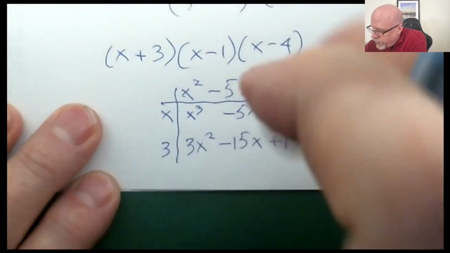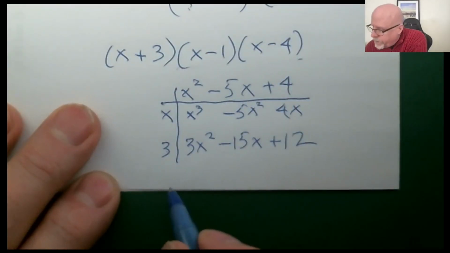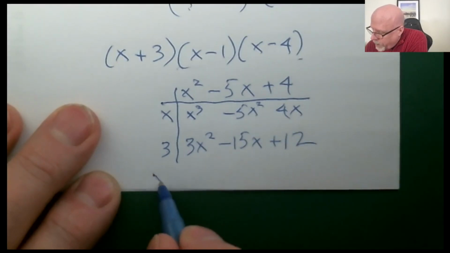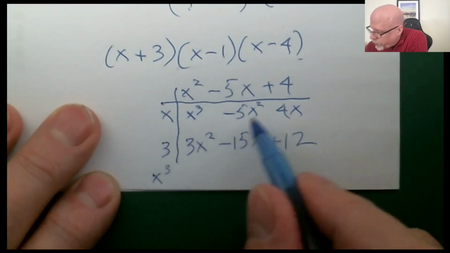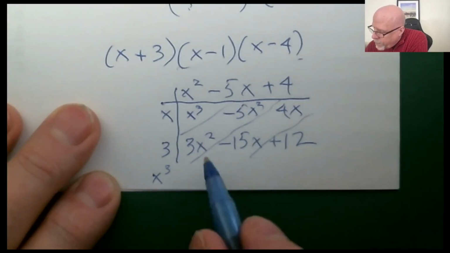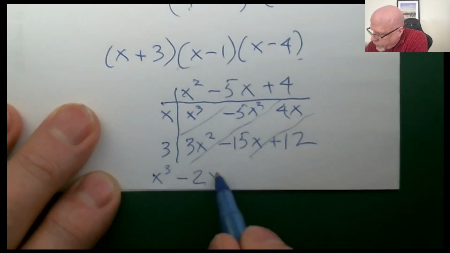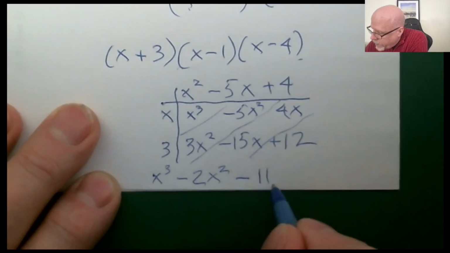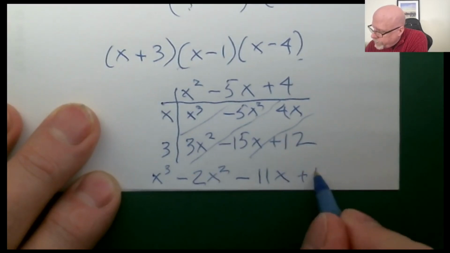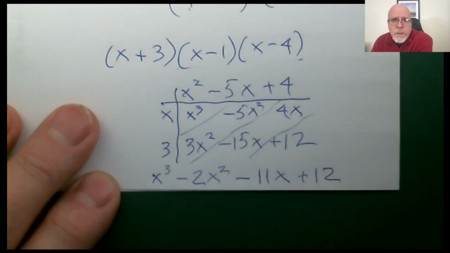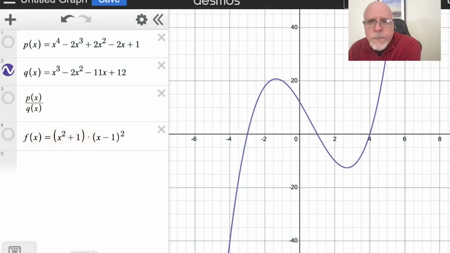So let's combine the like terms and write down the final polynomial. It is x to the third, that's the only cubic term. There's two quadratic terms. Remember that trick about how the like terms appear on diagonals? So we get minus 2x squared. And then minus 15 plus 4, that's minus 11x, and then 12. That is indeed exactly what we had in the Desmos: x cubed minus 2x squared minus 11x plus 12.